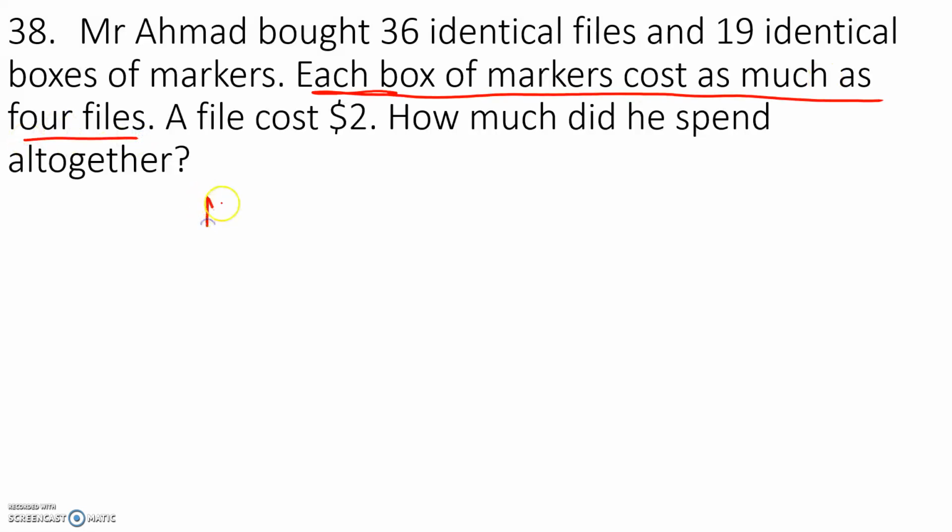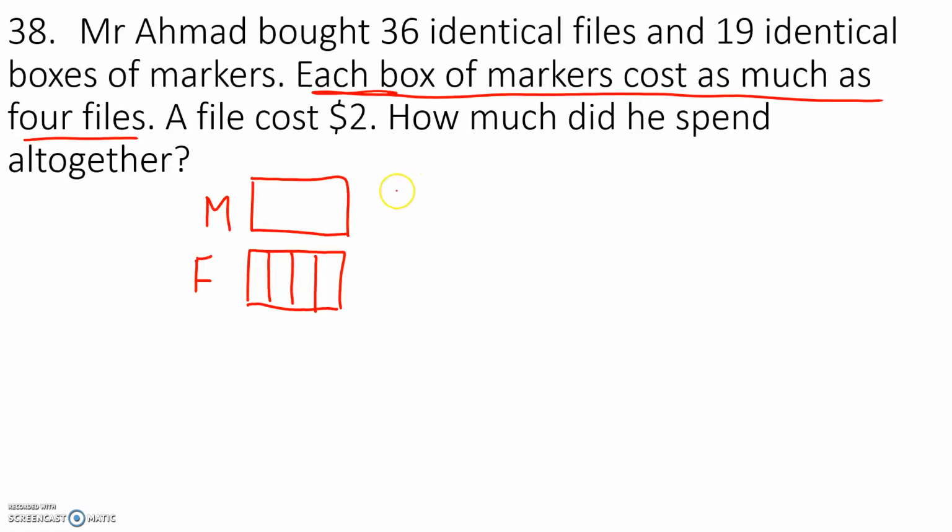This is what we are going to do. We're going to draw a marker box, and it's the same, equal, right? So that means the file you can actually buy, with the same money, you can actually buy 4 of it. Okay, that's why they're equal. One box of marker is the same as 4 files. Now, altogether, you have 36 files and 19 boxes of marker. Now, it's very hard for me to draw 19 boxes, so I'm just going to label this as 19.